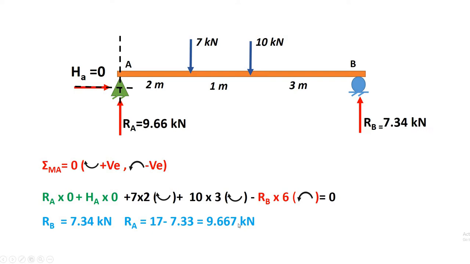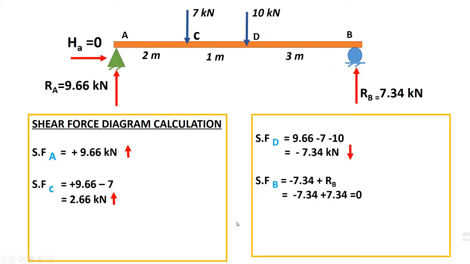Now let us draw the shear force and bending moment diagram. For that, first of all we have to go for calculation of shear force. You have to take a section at each and every point. So we will take sections at A, C, D and B, where the forces are. Starting with point A, this is our left part of the section and this one is the entire right part of the section.